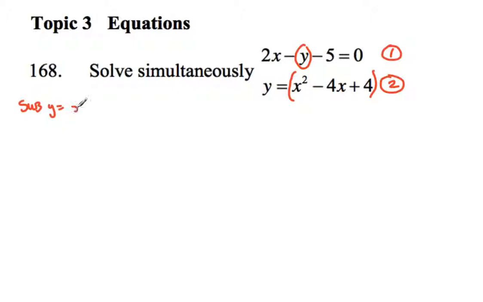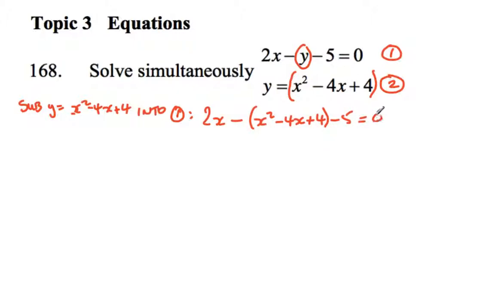So I'm going to basically say here that I'm going to sub y equals x squared minus 4x plus 4 into equation 1. That's what I'm getting at in this first bit. So instead of 2x minus y minus 5, I'm going to have 2x minus, in brackets, careful with this, x squared minus 4x plus 4, minus 5, that's the rest of the equation here, equals 0.